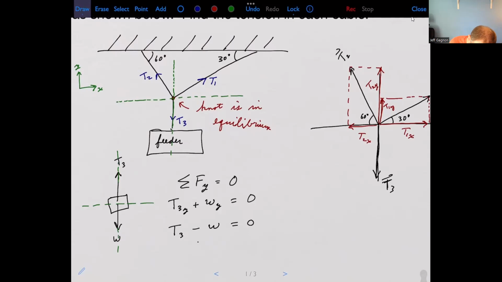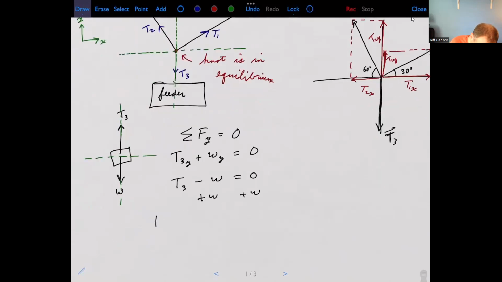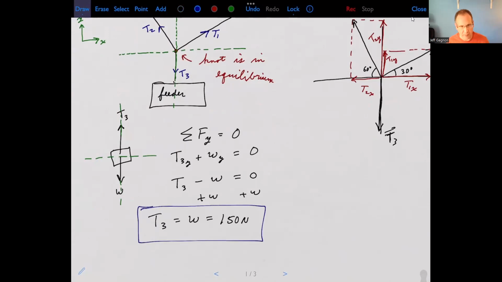Now, if I add W to both sides, then I find here that T3 is equal to the weight, but we already know that value. It's 150 newtons. Okay, so one of the tensions is done. T3 is simply equal to the weight of that feeder, which kind of makes sense, right? So T3 is going to be 150 newtons. All right, now let's see if we can find T1 and T2.